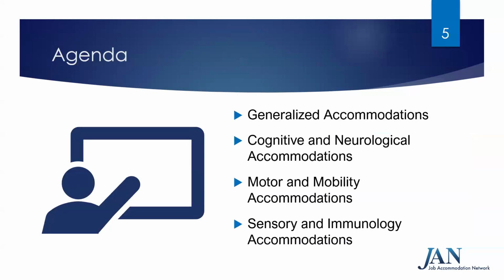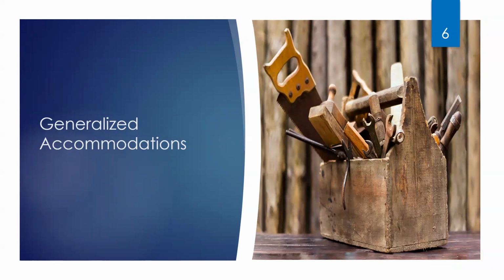Next slide, please. I will begin our training today by discussing forms of accommodation that are commonly helpful regardless of the individual's health condition or medical need. Following this, we will move into a discussion on more functional limitation-focused accommodations, which will be broken down into a section on cognitive and neurological needs, then motor and mobility needs, and finally sensory and immunology needs. Next slide, please. Without further ado, let's dig into our go-to accommodations. Let's start off with some generalized options to keep in mind for virtually any accommodation request. Think of these as your old and faithful toolbox, if you will.